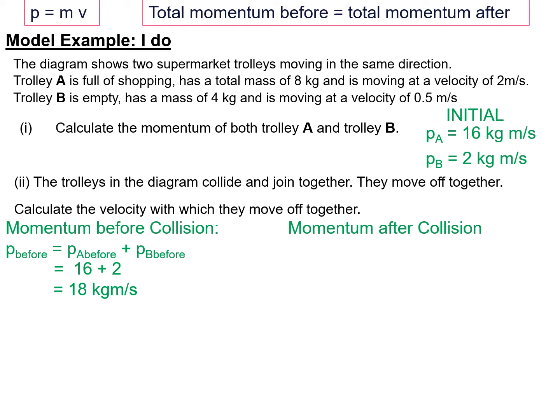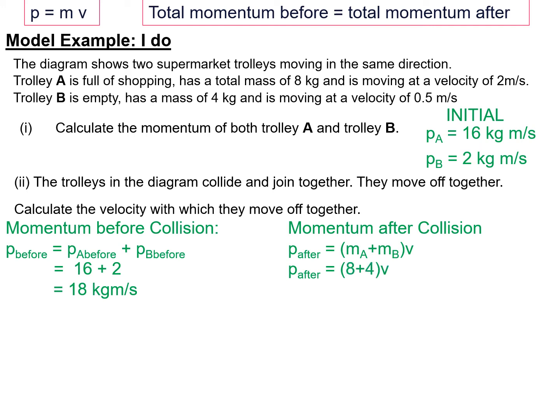Now, crucially, in this example, the two trolleys stick together. That means they're going to be travelling at the same velocity because they essentially become one object that has the mass of both of them. So I'm going to write the momentum after as the mass of A plus the mass of B. That's in brackets, and all of that is multiplied by v. Note how I'm using the symbol v here because it's the final velocity.